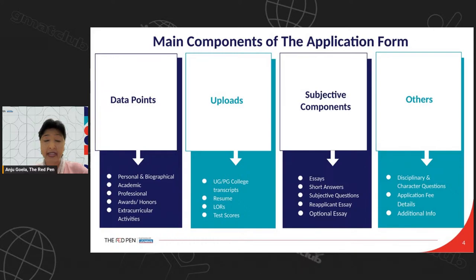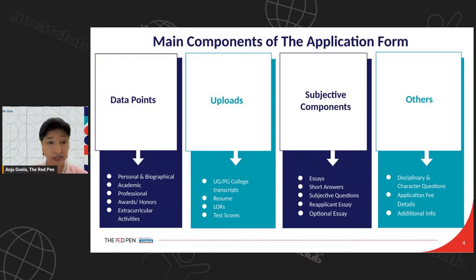Let's circle back to the components of the application. Now, in terms of the data points, the schools will ask for your personal and biographical information. They'll ask you for your academic trajectory, your professional work experience, awards, honors, your extracurricular activities. Now, here's the thing. When you are writing your personal and biographical information, you need to make sure that the facts and figures are accurate.